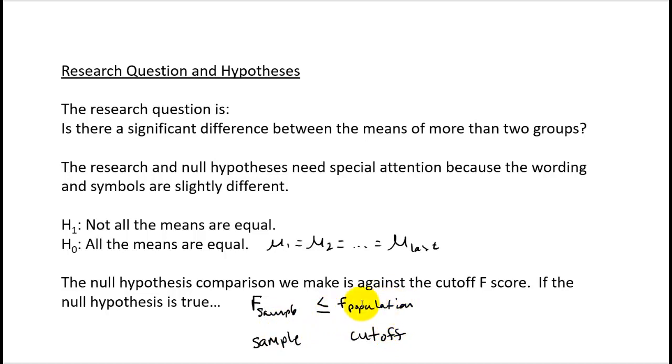Remember, when we talk about populations, we're generally talking about the comparison distribution, and that is the group that we're using to compare our sample score to. So our comparison distribution for an ANOVA has a certain cutoff, and we want to compare our sample score to see if it is significantly different than the cutoff. Okay? But the null hypothesis is tested using this inequality. Is the F score of the sample less than or equal to the F score of the population? That'll make more sense a little bit later on.